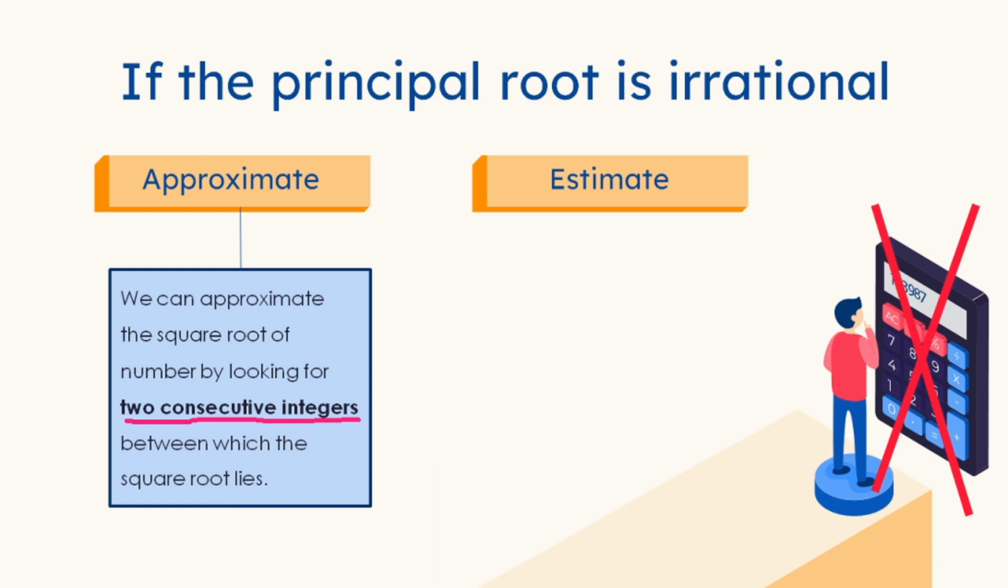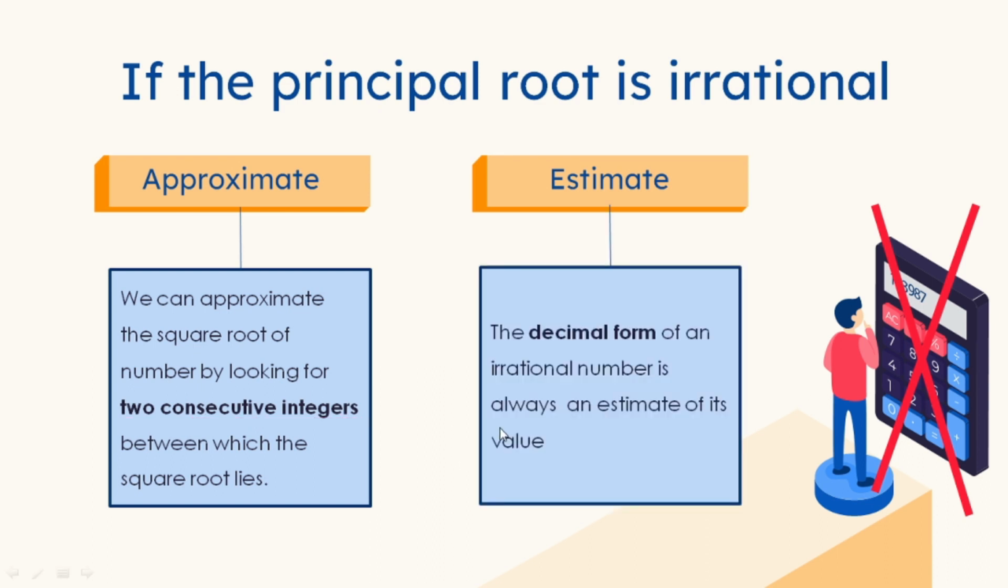So, makukuha natin ang approximate ng irrational root or principal root kapag by means of getting the two consecutive integers. Okay? Or yung dalawang magkasunod na integers. And when we do estimation naman, the decimal form of an irrational number is always an estimate of its value. Ibig sabihin, kukunin natin yung estimated na decimal number for that square root or that radicand. So, let's have an example para mas maintindihan nyo to.